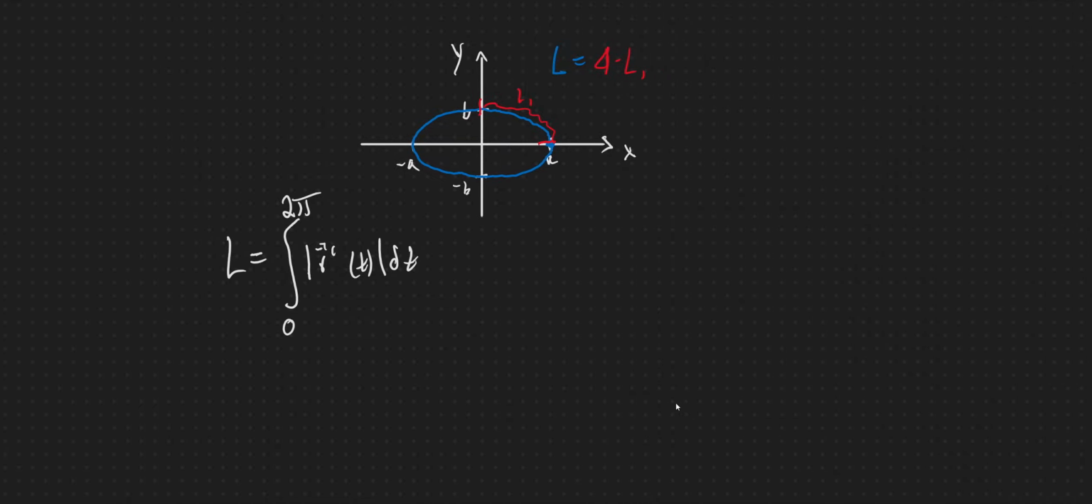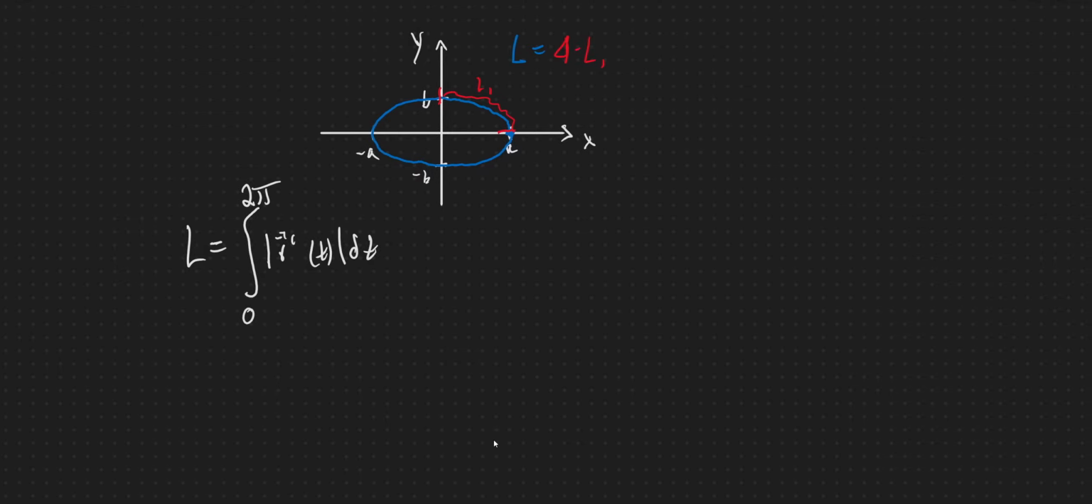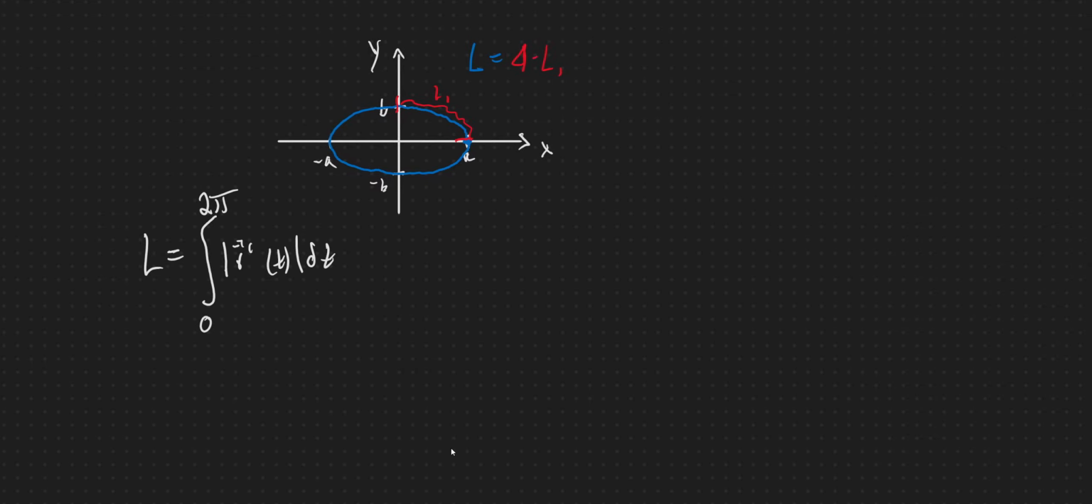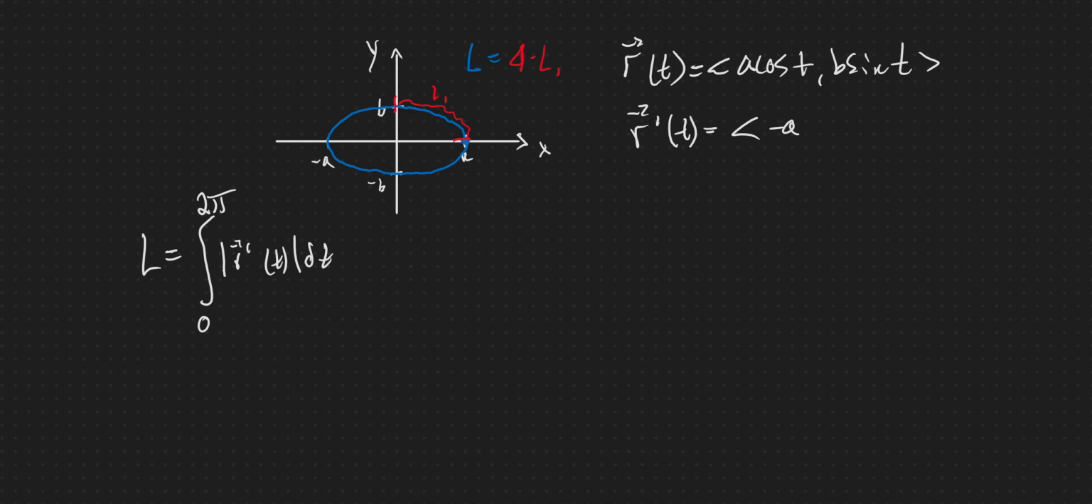Again, my helpful piece of advice almost through this entire class is to break down these multi-step problems into component parts. You're less likely to make mistakes, and if you do make a mistake, it's a lot easier to figure out where your mistake was made if you break it into parts. So I'll remind myself of what my r of t is. That was a cosine t, b sine t, and then r prime of t will be, what, minus a sine t and b cosine t.